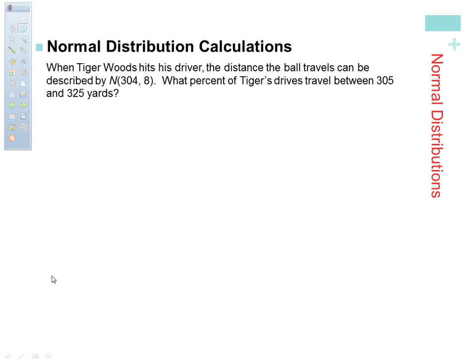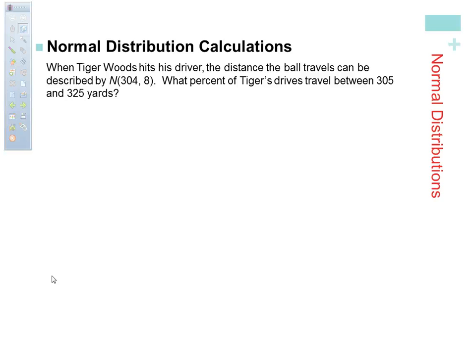Okay, let's take a look at an example of what we need to do through this process. When Tiger Woods hits his driver, the distance the ball travels can be described by a normal curve where the mean is 304 and the standard deviation is 8. Those are in yards, 304 yards and 8 yards. What percent of Tiger's drives travel between 305 and 325 yards?